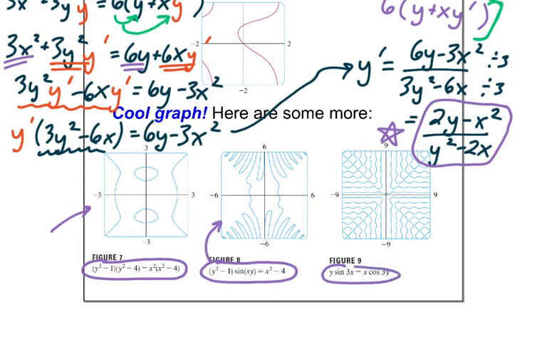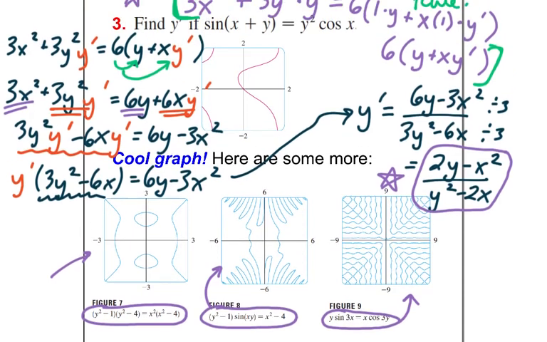And number 9 over here as well. So crazy cool. It's beautiful when they're not functions and you can bury the y's inside the equation. You can make some really interesting graphs. But we need to learn how to use implicit differentiation to find derivatives. Are you ready? Here comes number 3.